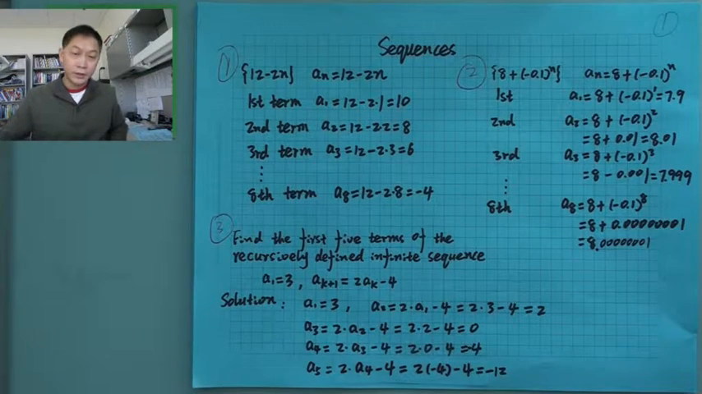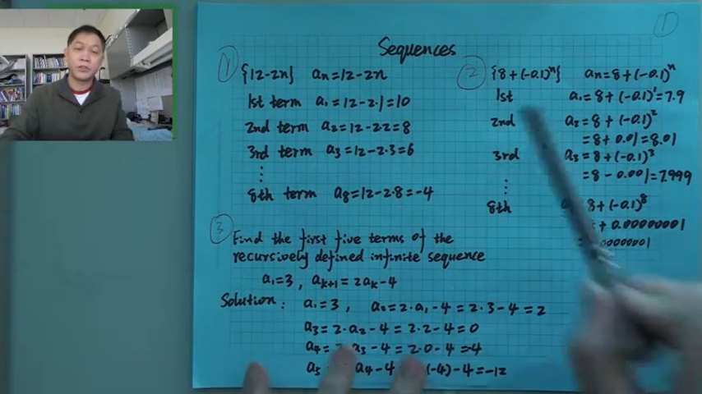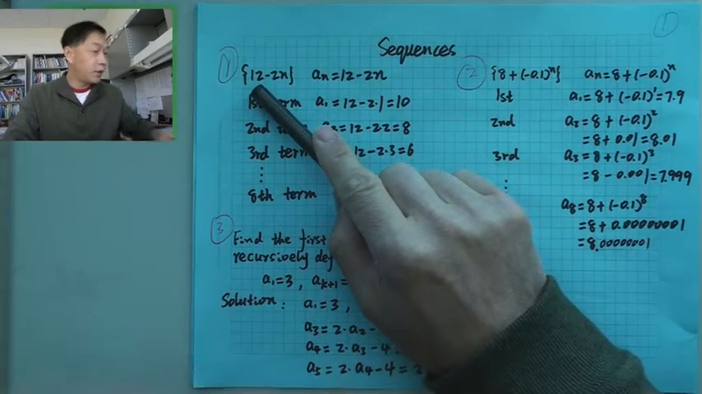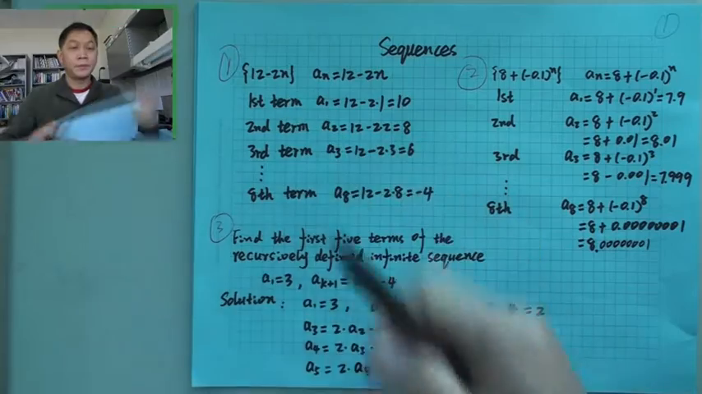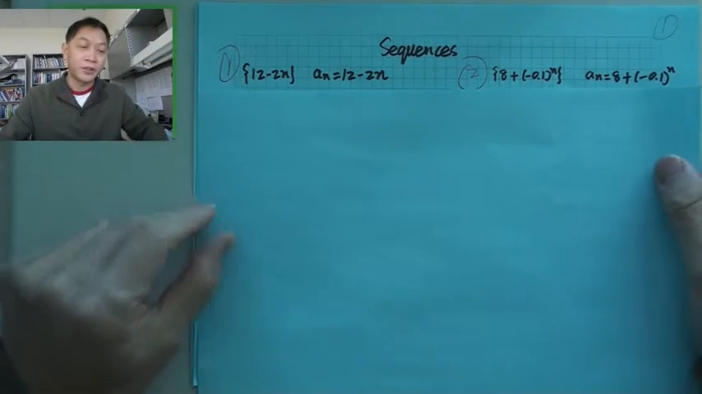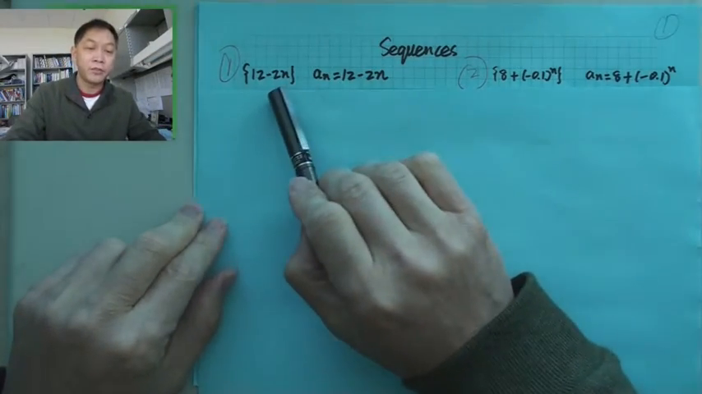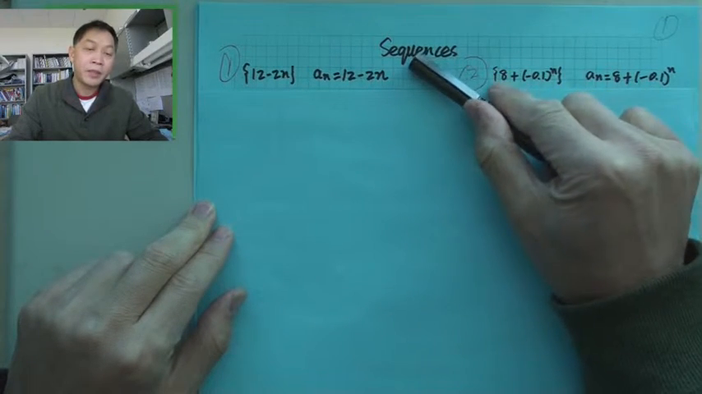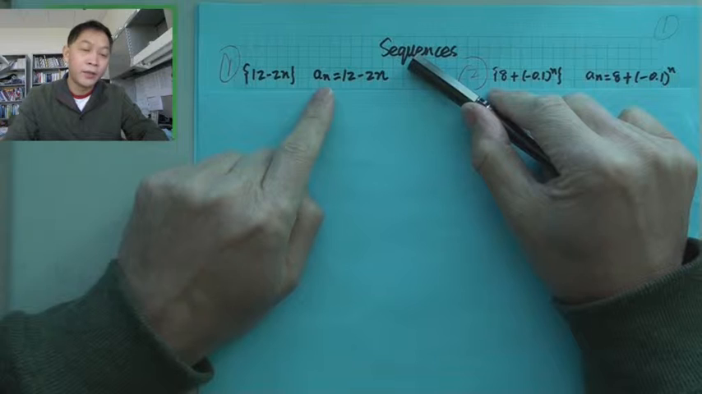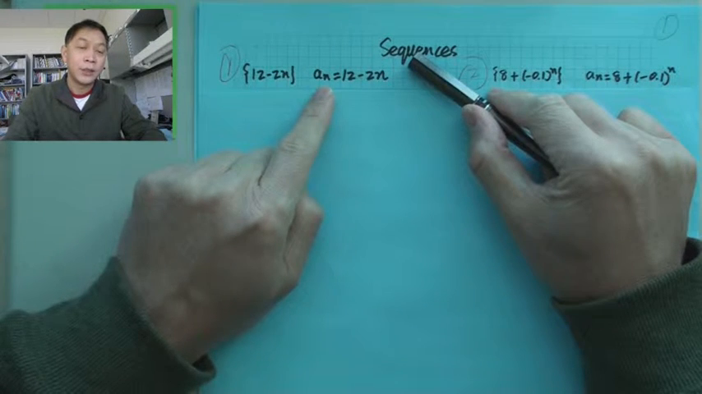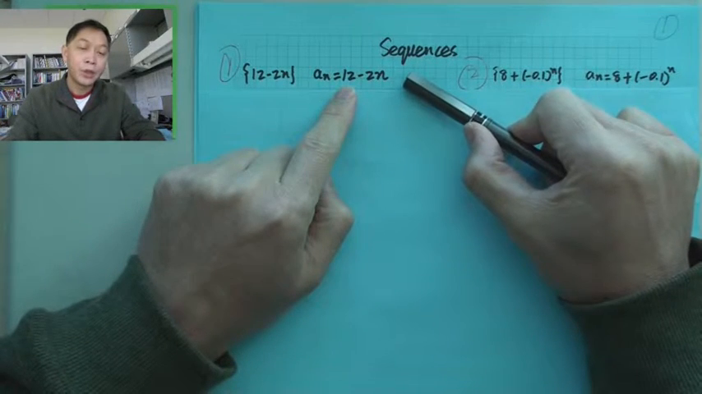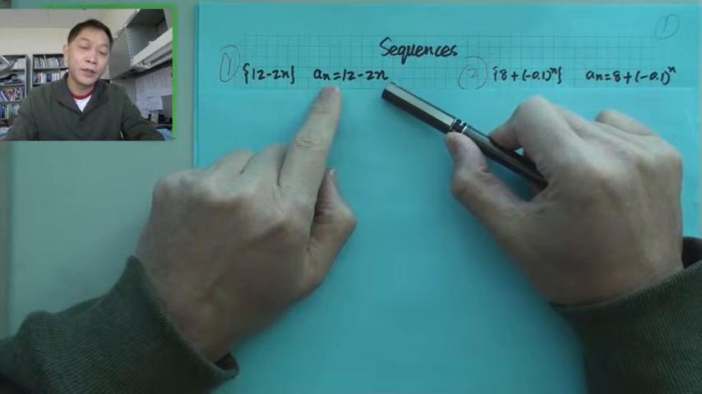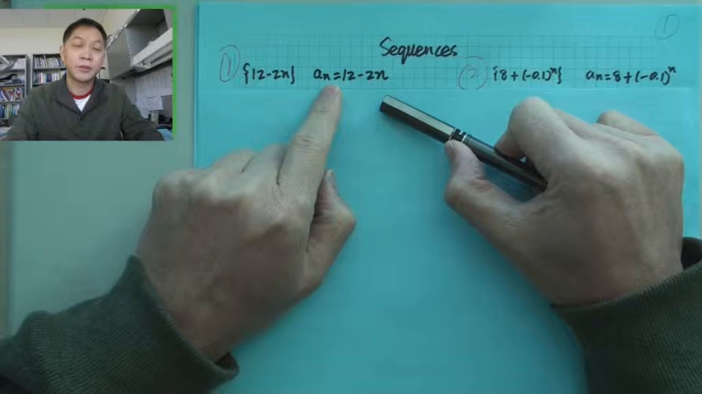In this lecture, we will talk about sequences. Sequences can be given in this way. So in the parenthesis is 12 minus 2n. This basically tells us that for the nth term, we have an expression 12 minus 2n. And then n can choose different numbers.